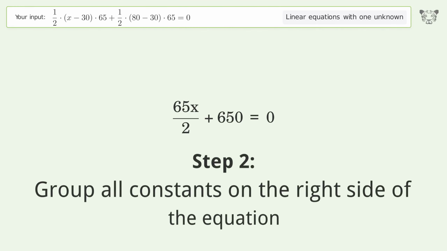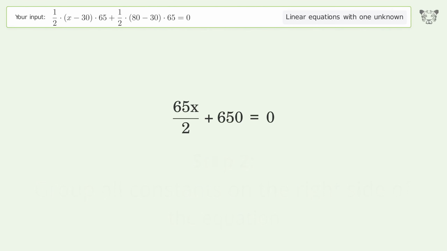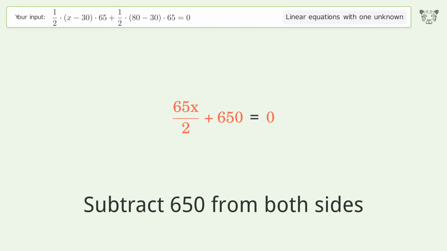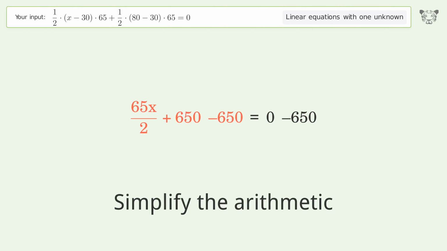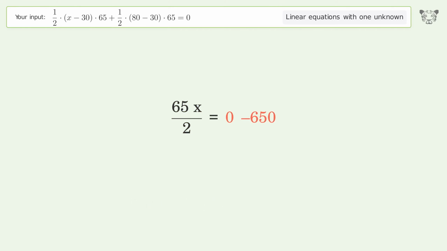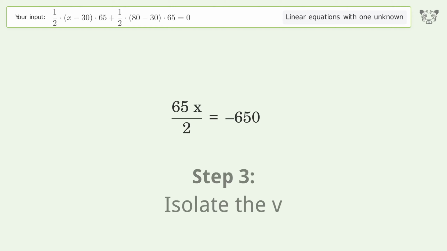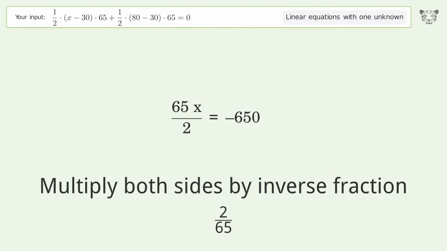Group all constants on the right side of the equation. Subtract 650 from both sides. Simplify the arithmetic. Isolate the v. Multiply both sides by inverse fraction 2/65.